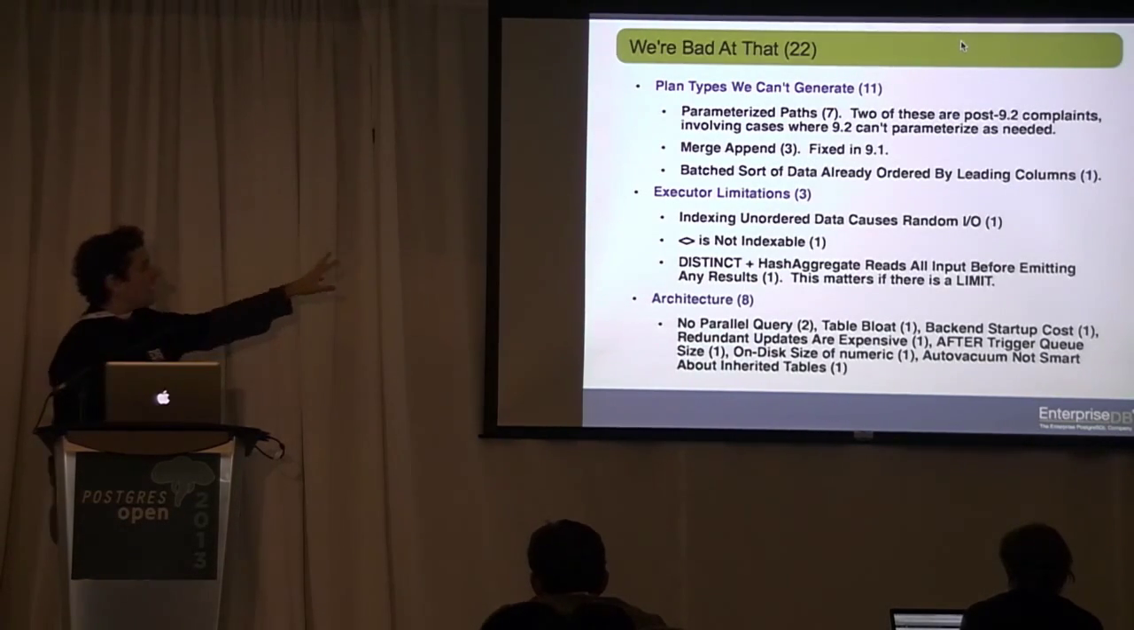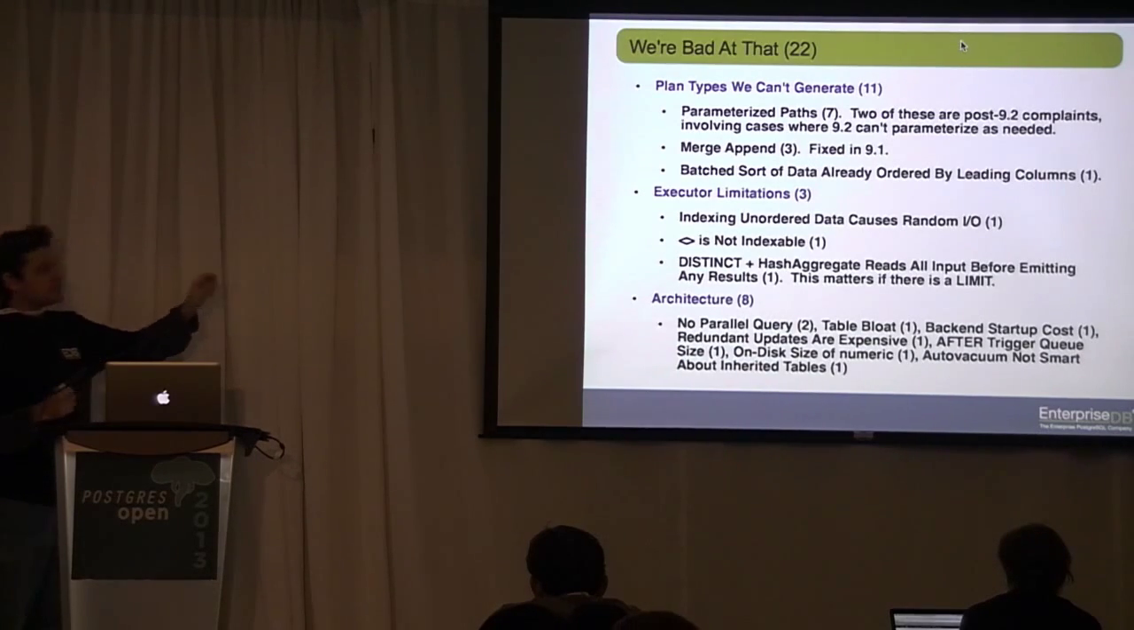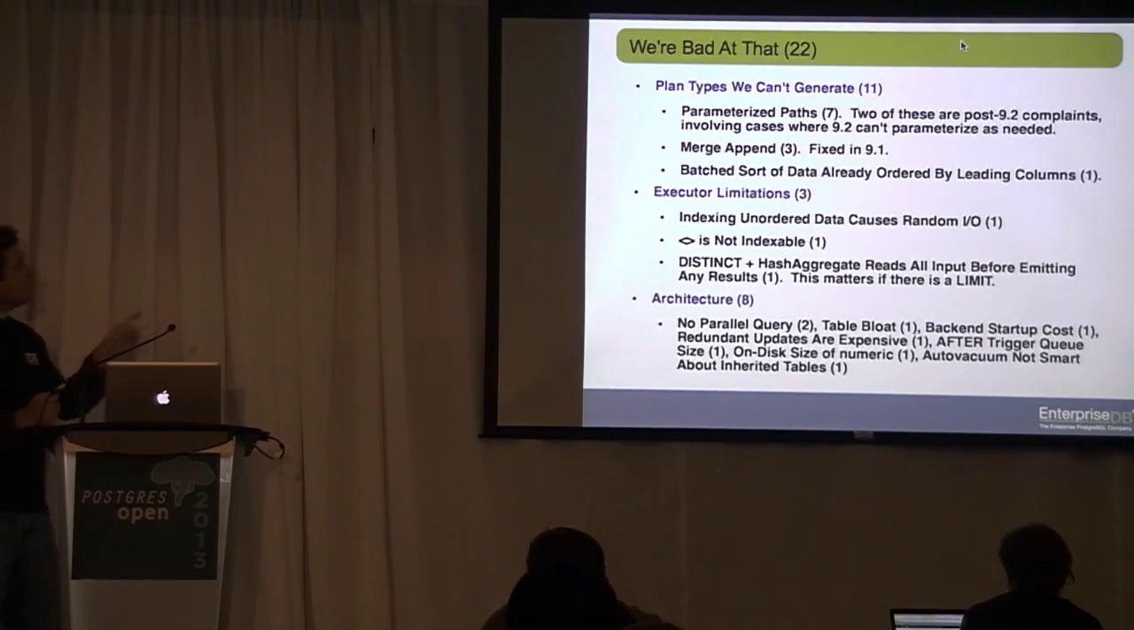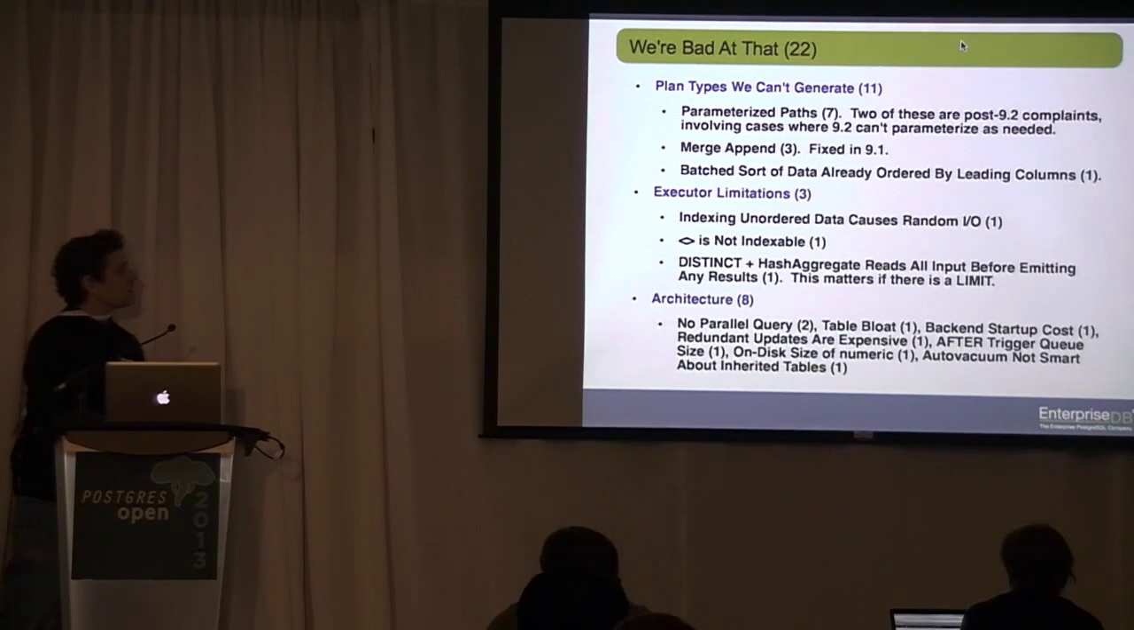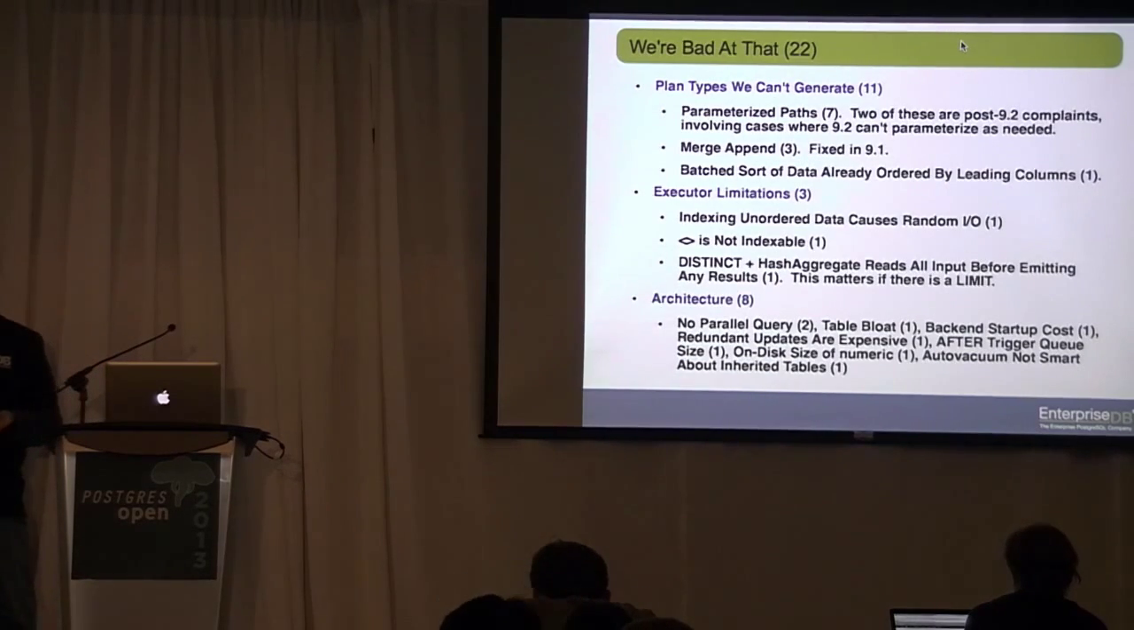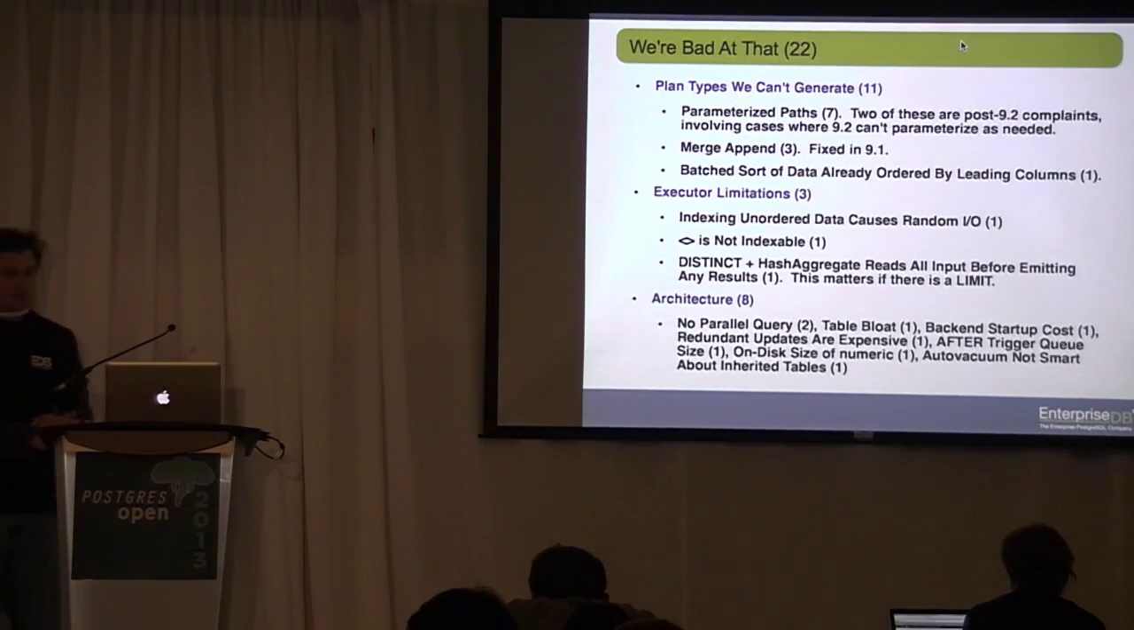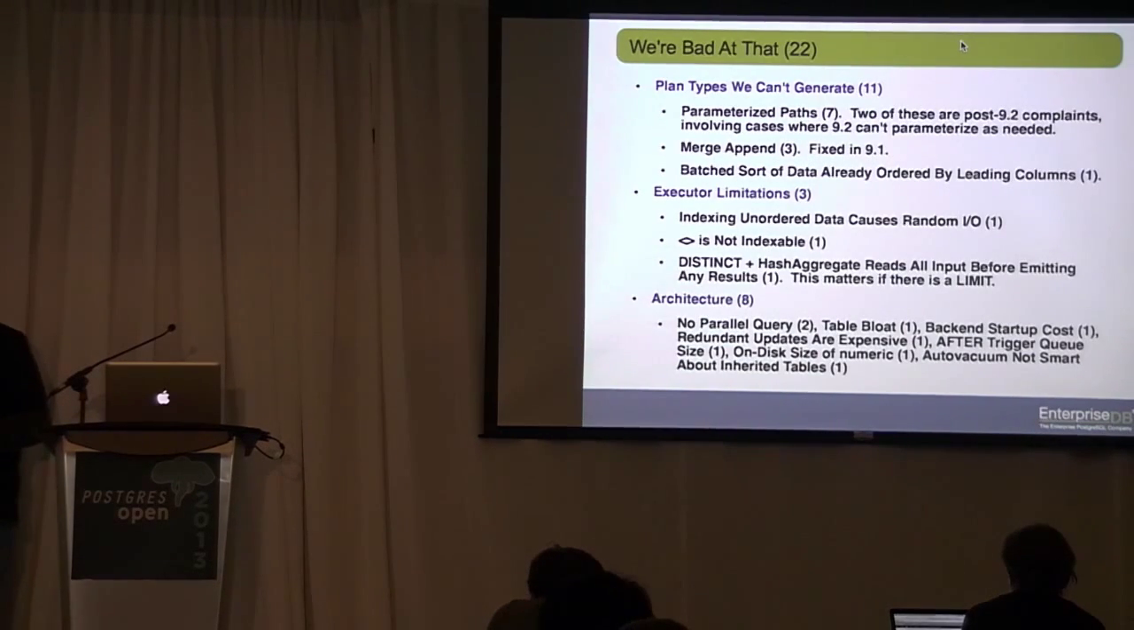Parameterized paths is the big one. That was actually added in 9.2. Out of these 7 reports, 2 were actually post-9.2 complaints, where it turns out that parameterizing the paths in the way that we can now do in 9.2 was not good enough, and you had to be able to parameterize even more complicated paths. But some progress has been made there.